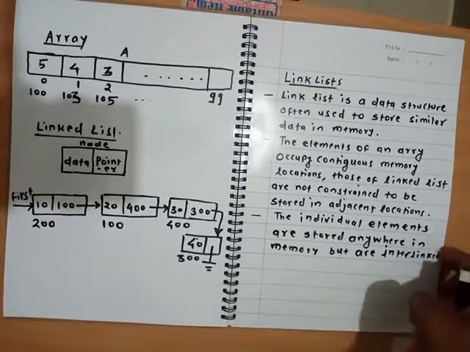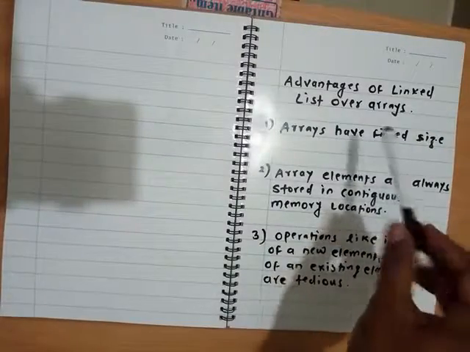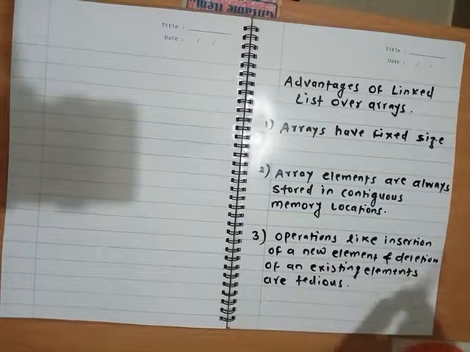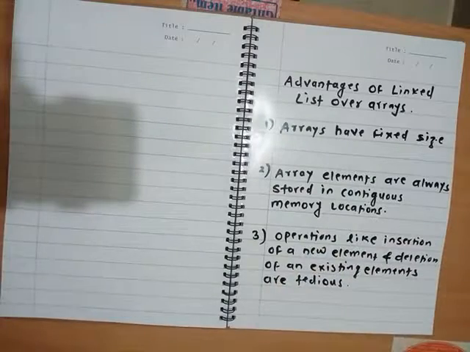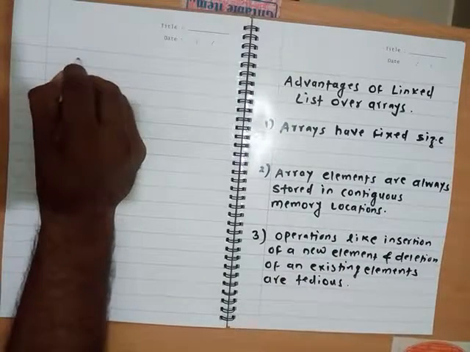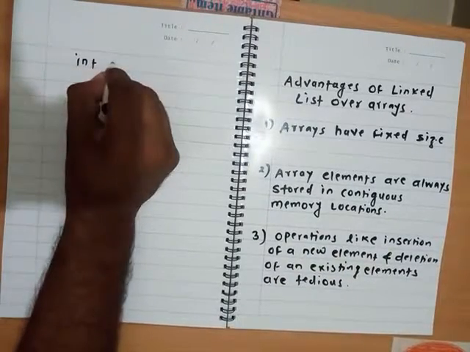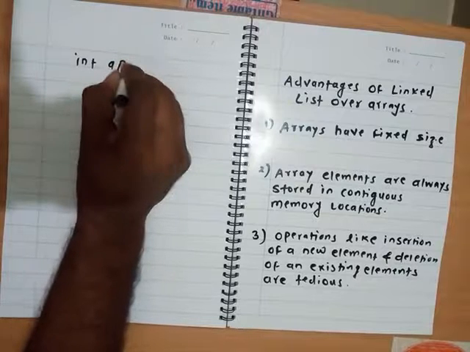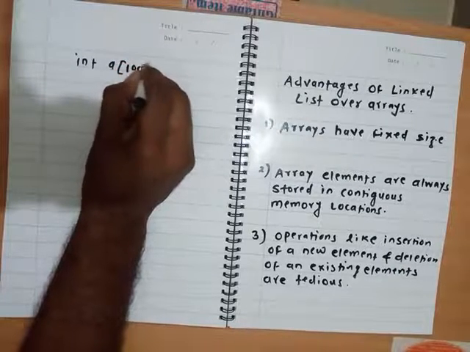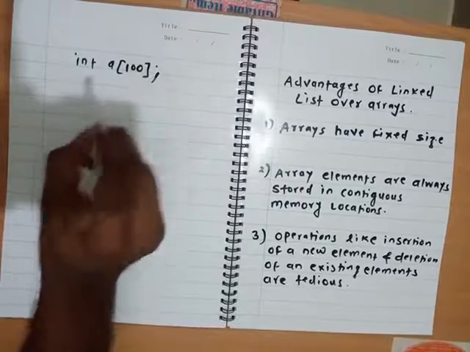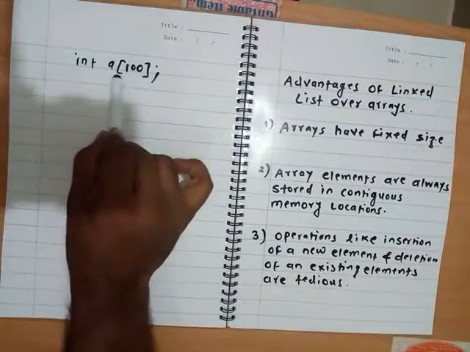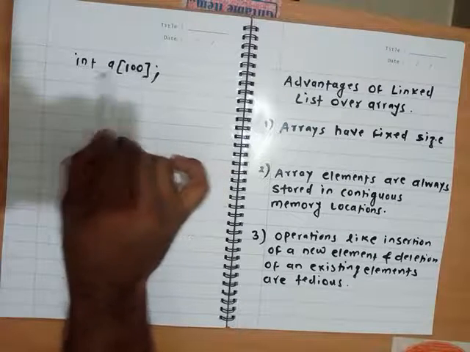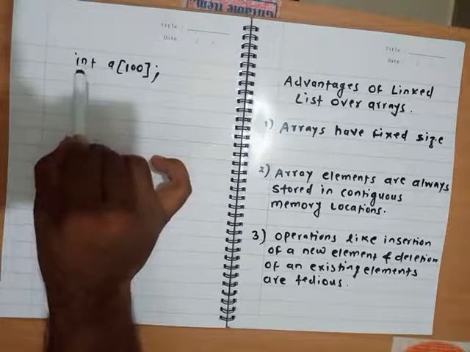Now let's see the advantages of linked lists over arrays. The first advantage is that arrays have a fixed size. For example, if we create an array A, which is an integer array of 100 locations, this array A will be of fixed size. It will have 100 locations only. In every location you will be storing one integer value.